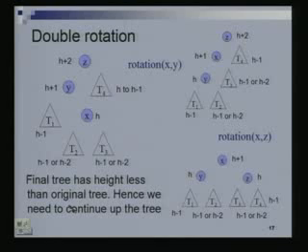Any questions? So what has happened is the final tree has height less than the original tree. We need to continue up the tree. You understand the need for continuing up the tree because the height has reduced by 1. As a consequence, there could still be imbalance at the ancestors of this node.